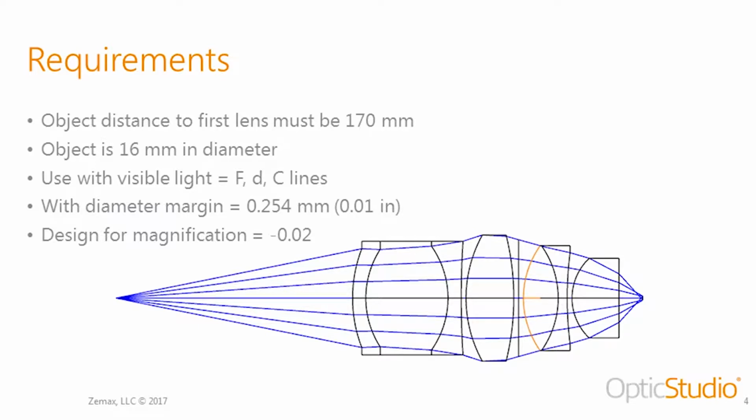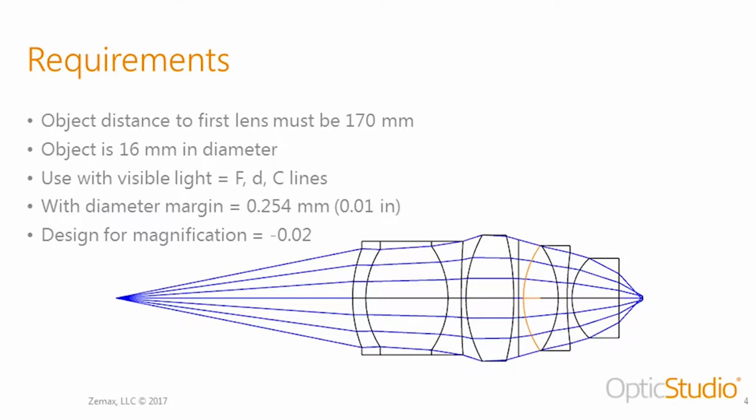We're also going to be setting up the system for an object that is 16 millimeters in diameter. And we want to use this with visible light, so we'll need to make sure that we add wavelengths representing that spectrum. We'll also be optimizing the system with a semi-diameter margin of 0.01 inches. That will automatically extend the semi-diameter of all of our surfaces, so we have a little bit of margin. And we'll also be designing for a magnification of 0.02. We know it's negative in this case because the image will be flipped upside down.